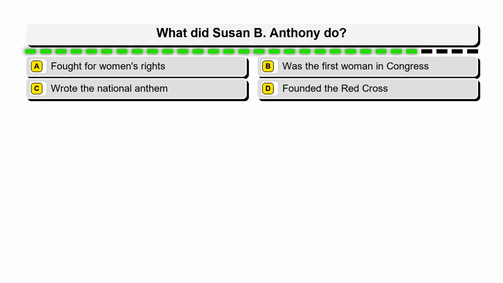Question 40. What did Susan B. Anthony do? Option A, fought for women's rights. Option B, was the first woman in Congress. Option C, wrote the national anthem. Option D, founded the Red Cross.